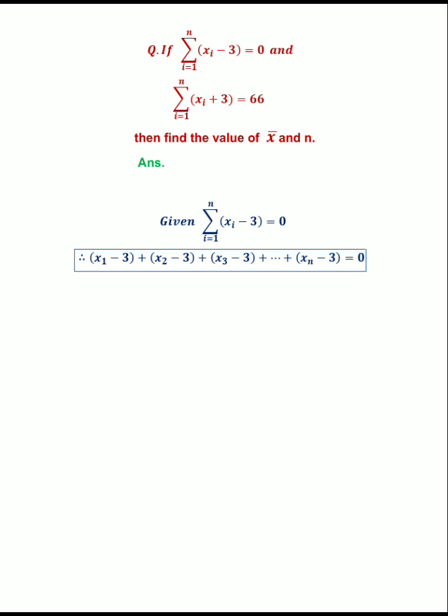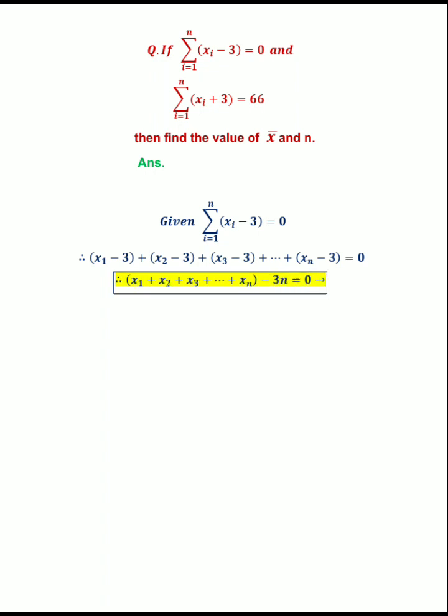So here we have n brackets on the left hand side. We can simplify it as x1 plus x2 plus x3 plus dot dot plus xn, and as we have n brackets, we have n times minus 3, meaning minus 3n, equals 0. So this is our first equation. If possible, write this equation with me, it will make your concept clear.